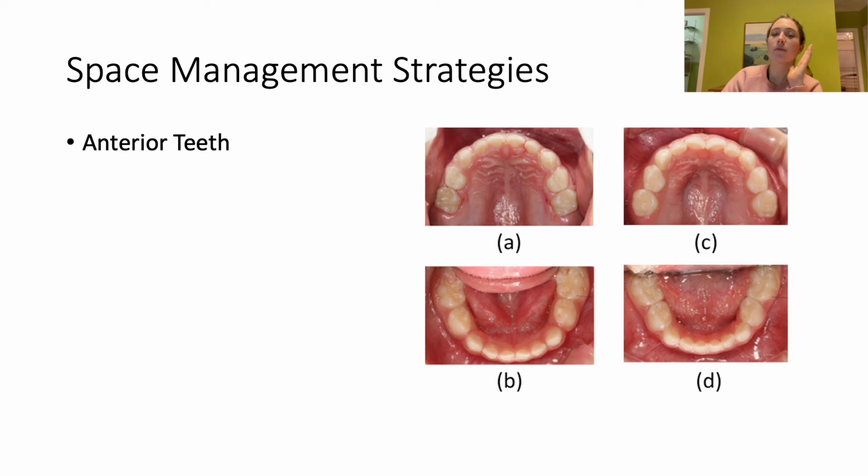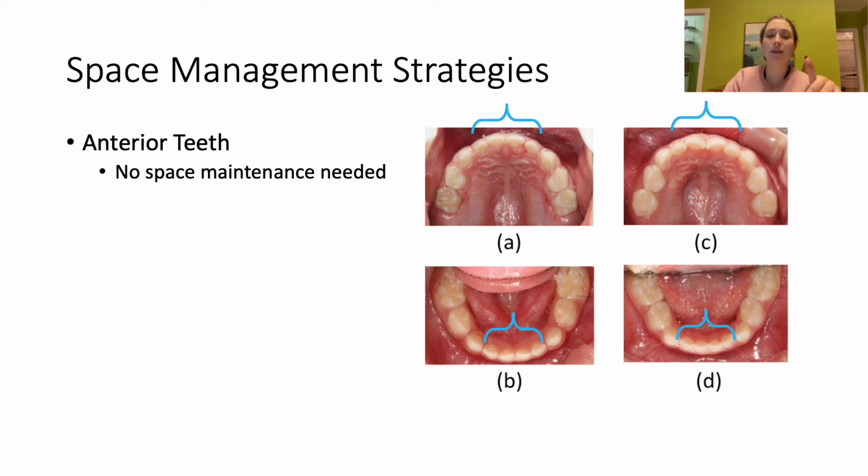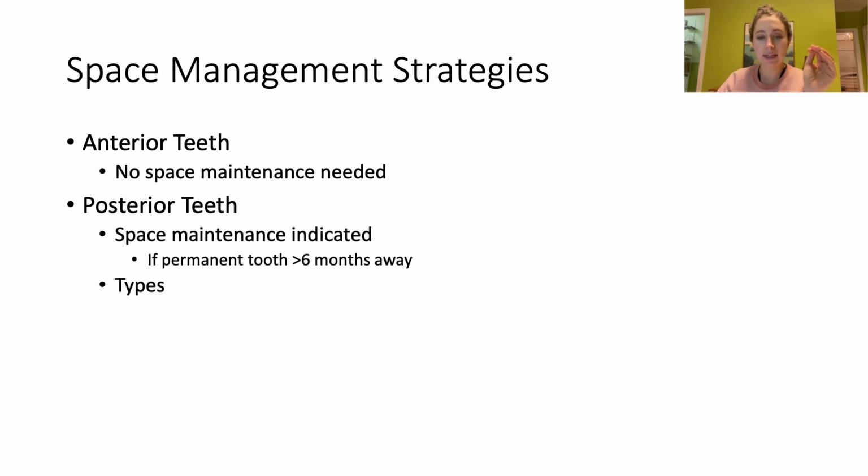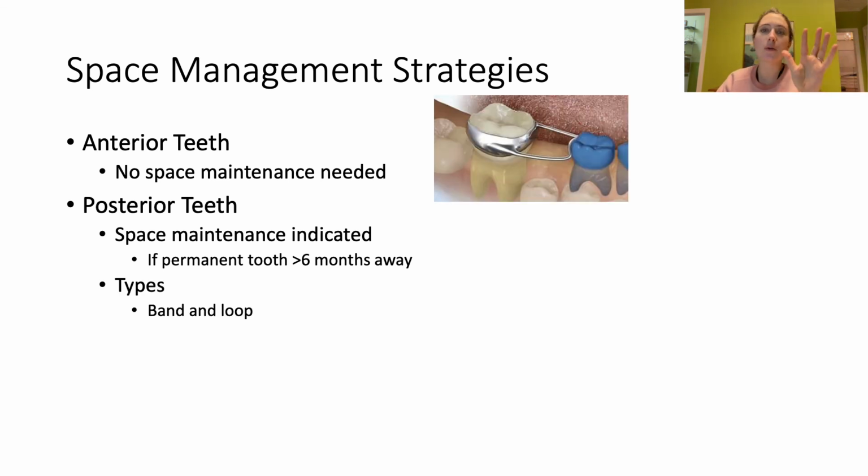So some space management strategies for anterior teeth. The front 4 teeth that you can see here, top 4, bottom 4. You actually don't need space maintenance because the teeth will not shift into the space of the front teeth. For posterior teeth or back teeth, so the molars and the canines, you should get space maintenance. And that's indicated if the permanent tooth is greater than 6 months away. And the types include a whole bunch of different creative ones.